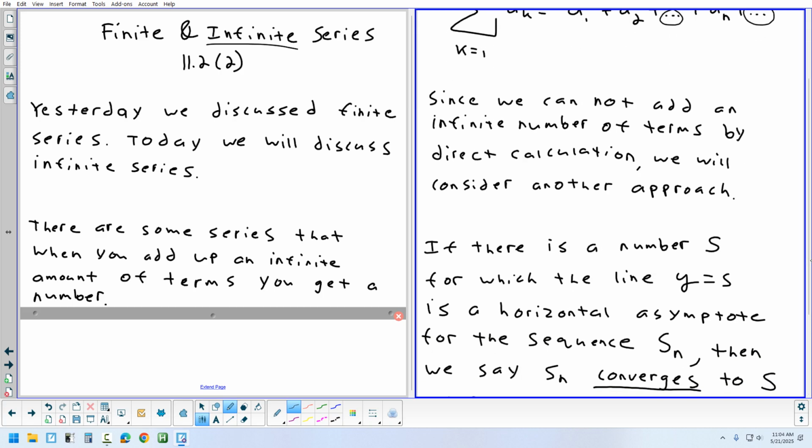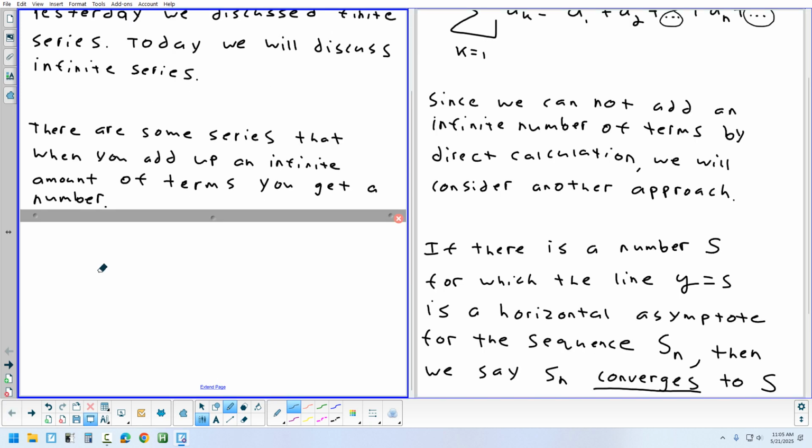So if you were adding up infinitely many things, and there was a number that you could find, let's call that number S. S stands for sum. If you could figure out some number that infinitely many things add up to, you draw a horizontal line at that number, and then you draw your sequence. Remember, the sequence would look like a set of dots. It would not be connected because there's nothing between the first and the second.